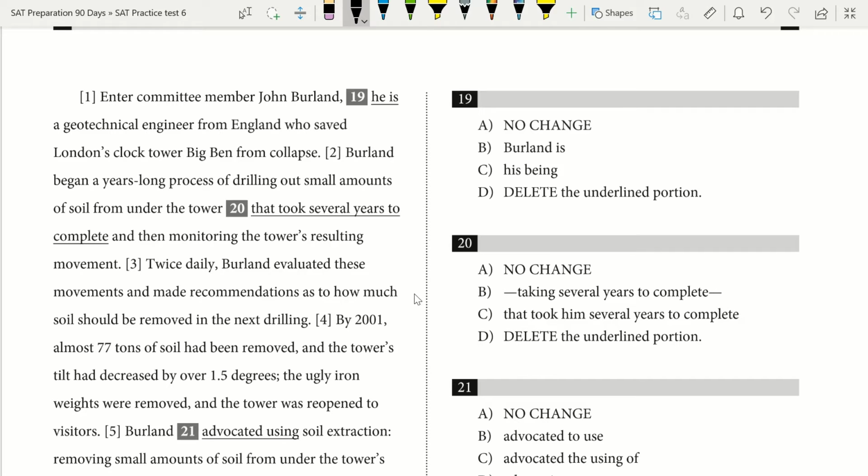So today we're going to be doing questions 19 through 22 on SAT Practice Test 6. And the reason that this tip video is going to take 4 questions to do is because I want to show you something to do with pacing and being efficient.